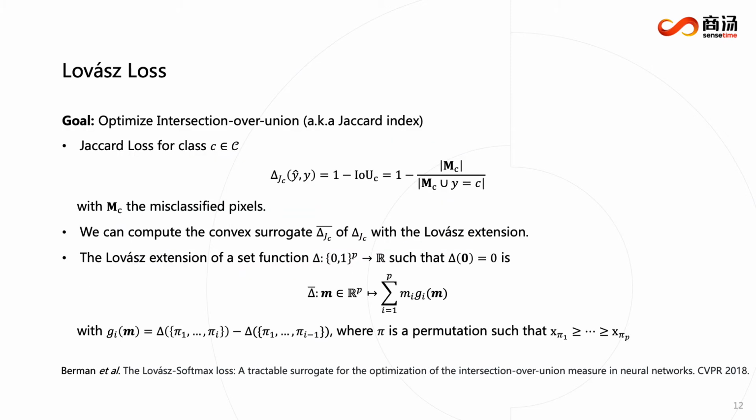Most methods use cross-entropy as the loss function. However, segmentation uses intersection over union during evaluation. To directly optimize intersection over union, we incorporate the Lovász Loss during training.